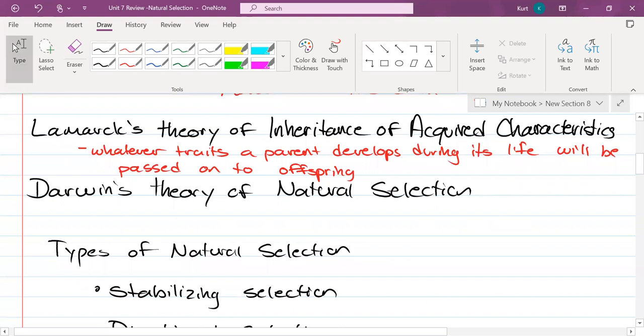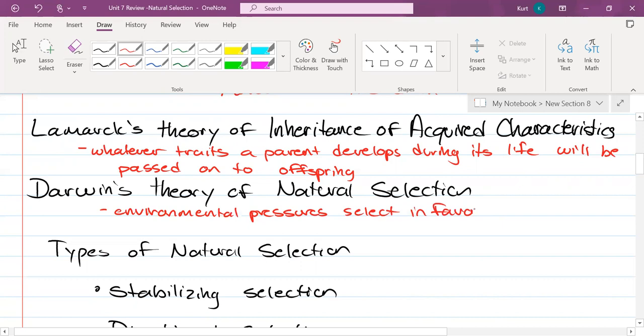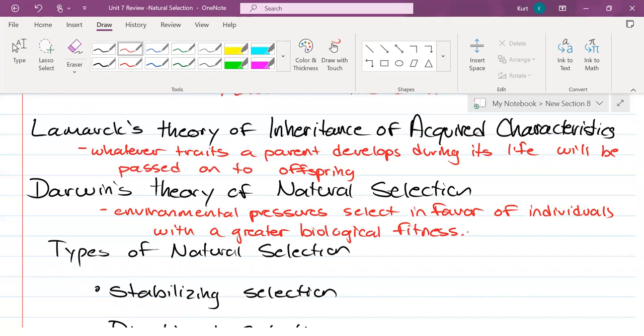Then we have Darwin's theory of natural selection, where environmental pressures select in favor of individuals with a greater biological fitness. Nature selects in favor of traits and nature selects against traits. As I said a few days ago, we all know that polar bears evolved from grizzly bears. There were some grizzly bears that experienced the mutation where they were born with white fur. If that mutation happened in the jungle, that would be a horrible mutation, a white bear in a jungle. But if it happened in the North Pole, it would be really, really good. So the mutations are obviously the driver of evolution, but the environment is what really determines: is this a good thing or is this a bad thing?